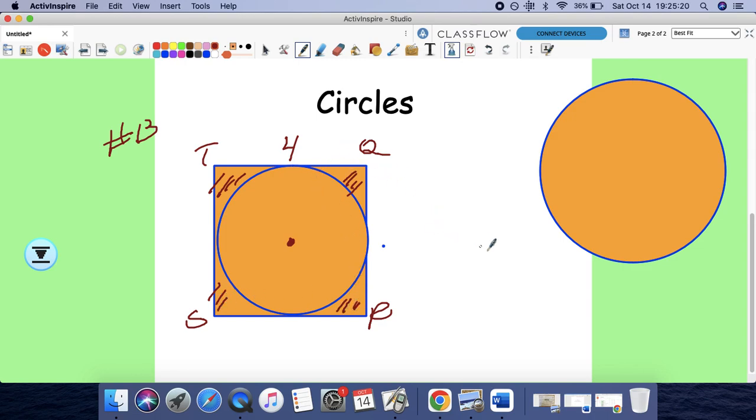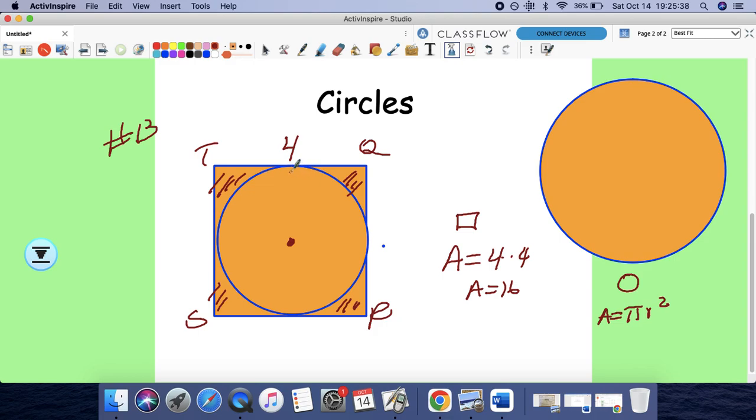Now, the area of the square is 4 times 4, which gives me 16. I'll put the square over here. But from that, we have to subtract the area of the circle. So I'm going to put a circle here. Area of the circle is A equals pi r squared. Do we know the radius of the circle?